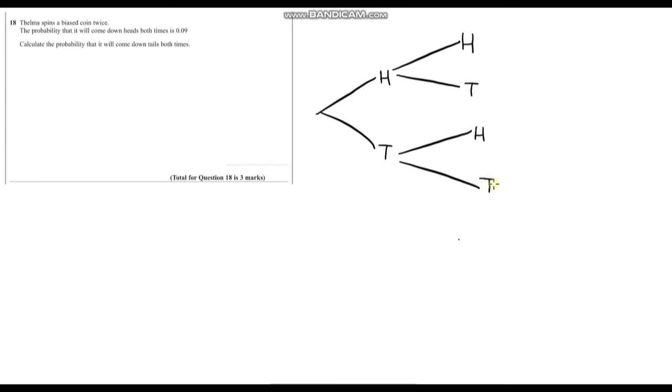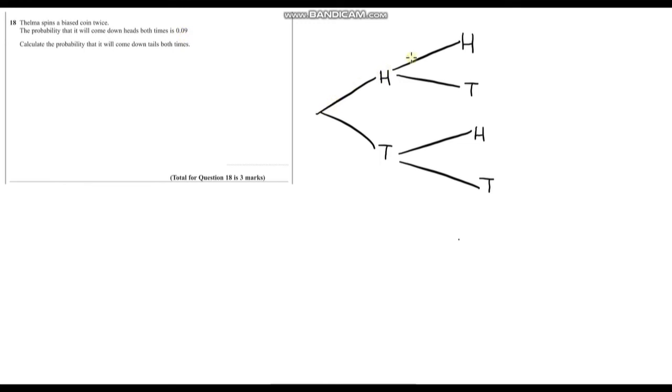Question 18. Thelma spins a biased coin twice. The probability that it will come down heads both times is 0.09. Calculate the probability that it will come down tails both times. So we've got a biased coin. So we've got heads and tails, and she spins it twice. So let's do 2 events. So heads, tails, tails.